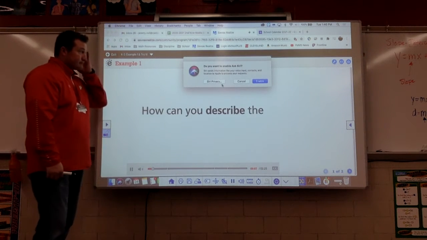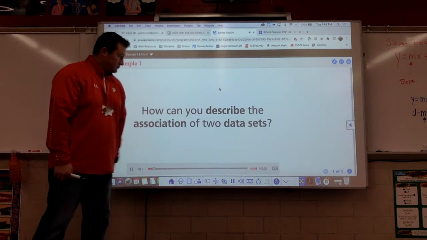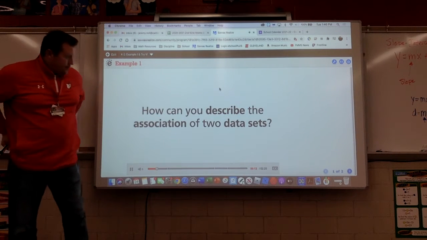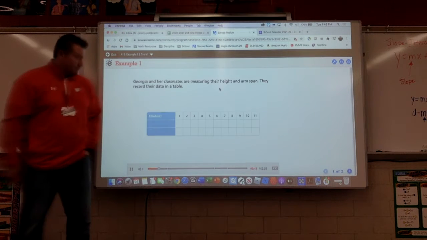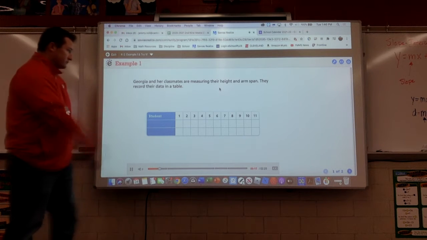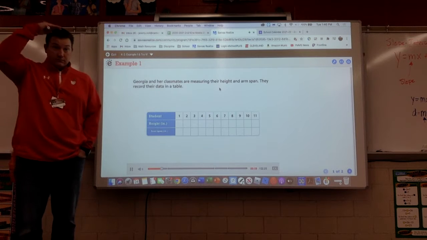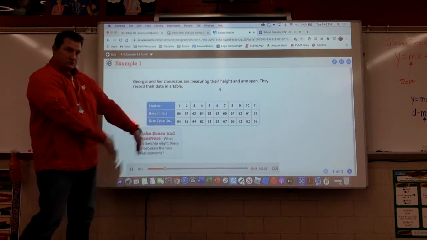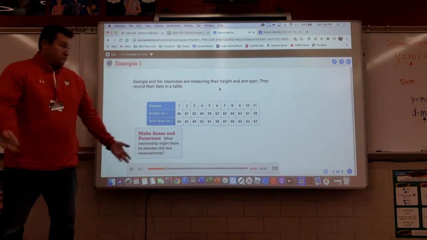How can you describe the association of two data sets? Think about this question during the lesson. Georgia and her classmates are measuring their height and arm span. They record their data in a table. What relationship might there be between the two measurements?